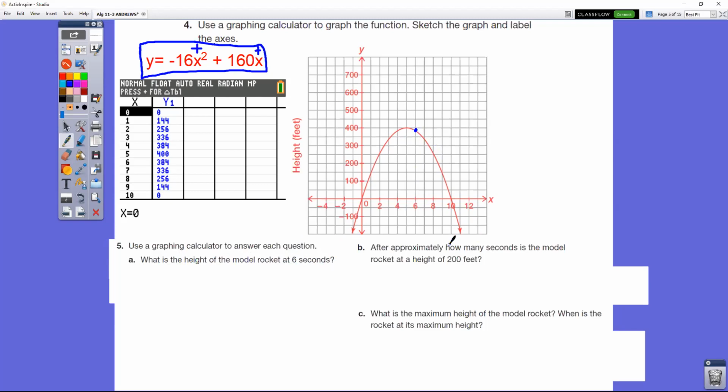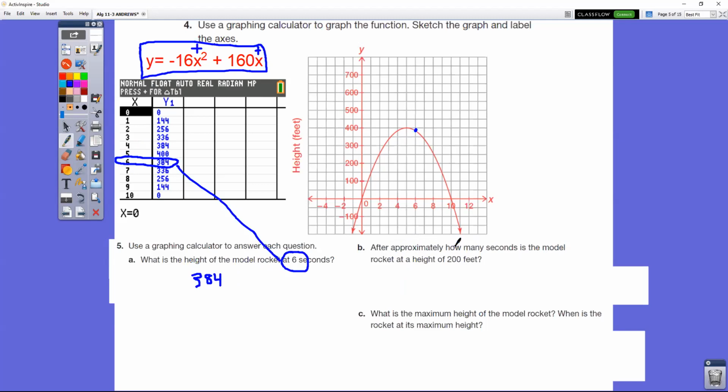Can I tell exactly where that's at looking at the graph? No, I can make an approximation. I'd say if I had to just look at the graph, I'd say maybe 380 or so. All right. But you can always go to your table. Notice at 6 seconds, according to our table, it's at 384 feet. All right, 384 feet at 6 seconds, according to our table. After approximately how many seconds is the model rocket at a height of 200?